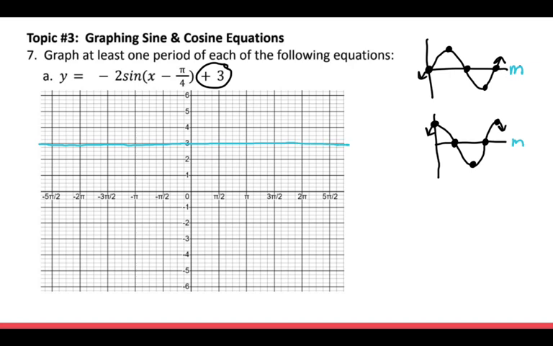My amplitude is this number in front of your trig function. So that means my high is going to be 2 units above that 3, so up at 5. And 2 units below that 3, so at 1.